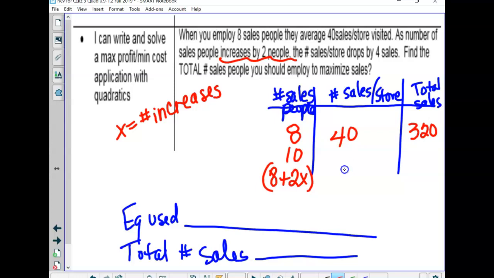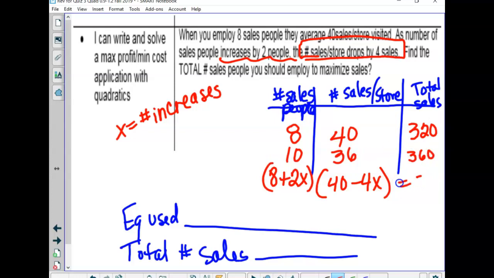What's happening? The sales per store drops by 4, so this would go down to 36, or the expression would be 40 minus 4x. Good job. Okay, so this went up to 360 if we did 10 and 36, but it might keep going, so I have to find the max. All right, so I go to my calculator. Wait a minute, let's think about a window.